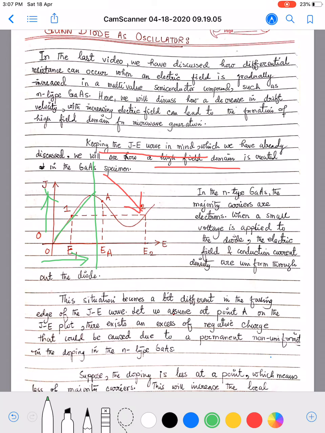Now the situation becomes a bit different. In the falling edge of the J curve, indicated by the red arrow over here, let us assume at point A, the point A is on a falling edge of the J curve. At A there will be some excess of negative charge that is caused due to permanent non-uniformity in the doping in the N-type gallium arsenide.